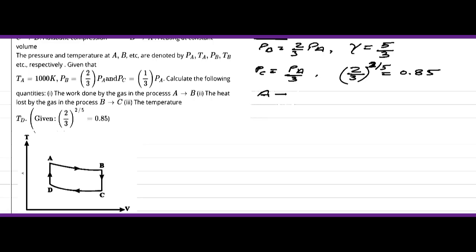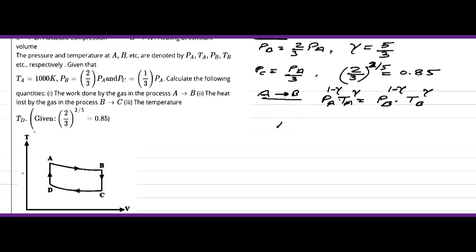These are all the given elements. So first, if we talk about the process A to B, A to B is the adiabatic process, and the equation of state for the adiabatic process is P raised to power 1 minus gamma into T raised to power gamma is equal to P raised to power 1 minus gamma into T raised to power gamma at point A and point B respectively.